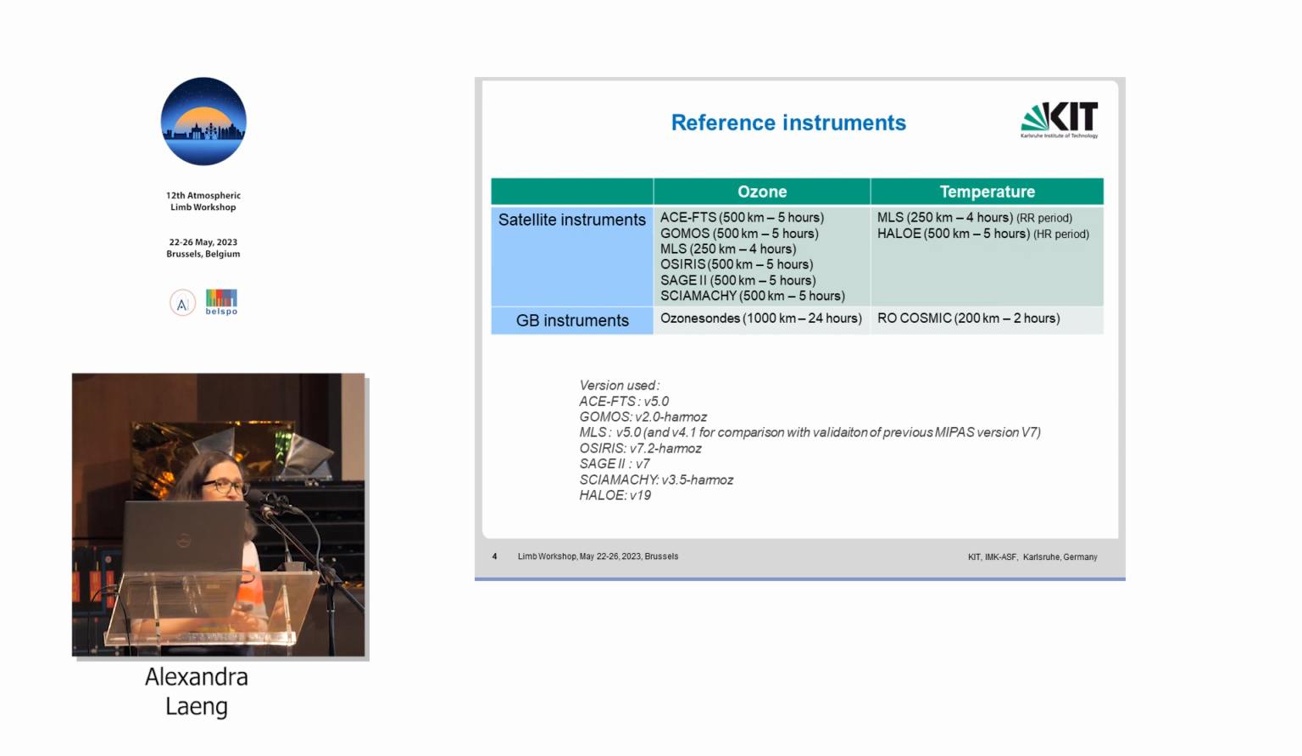For HALOE, version 19, I once tried to work with version 20. It was a nightmare. I don't understand. In version 19, there is a problem with the uncertainty estimates, so I just don't use them. In version 20, even the errors, even the values, I don't understand. So by default, I work with version 19.